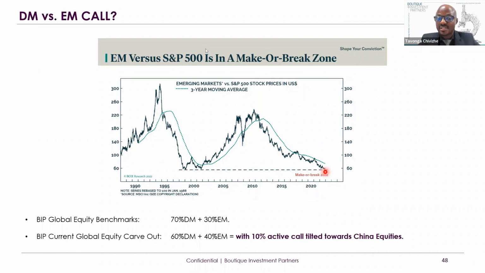So what has happened to our global equity carve out is that this is our neutral benchmark, which is 70-30. We have maintained it at 70-30, except it has changed to 60-40 because there is a 10% active bet towards Chinese equities, and there is still 60% DM. So we haven't really discarded our DM bets at all. We have kept them. It's just that we have added a bit of Chinese equities because of the starting point.